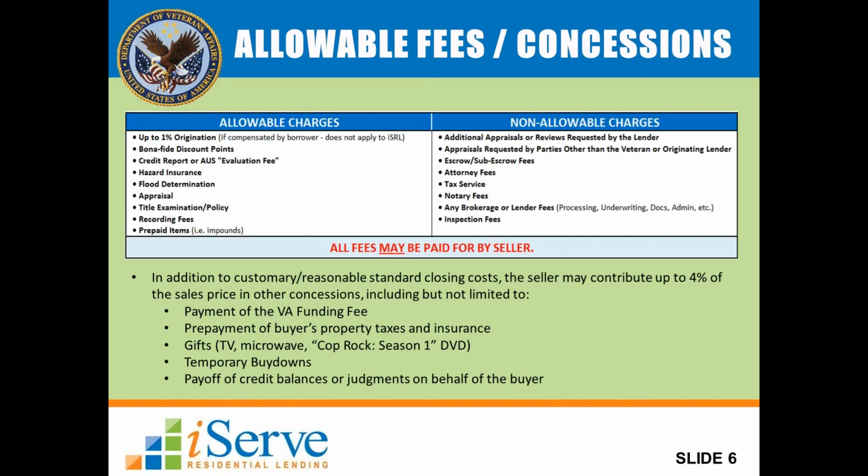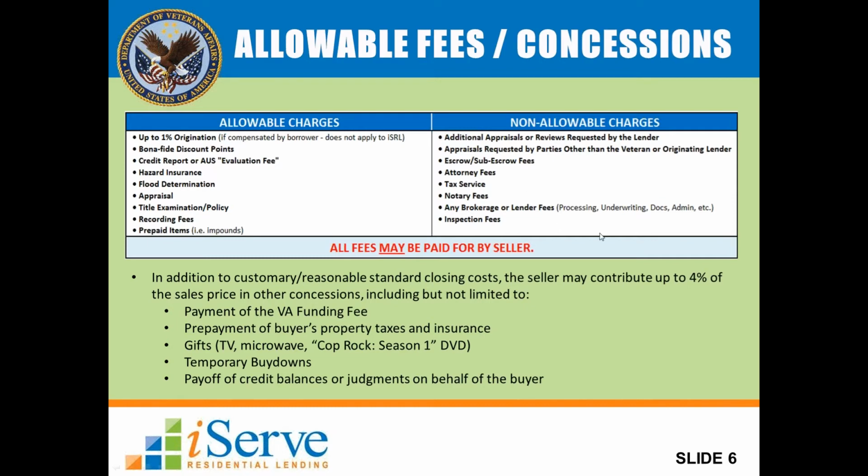They can pay for bona fide discount points, so the actual amount paid to buy down a rate. They can pay for a credit report or an AUS-DULP evaluation fee that includes credit. They can pay hazard, flood, appraisal in most cases, title, recording, and then prepaids such as impound. Now keep in mind that all fees may be paid for by the seller. They are allowable for the borrower to pay, doesn't necessarily mean that they have to.